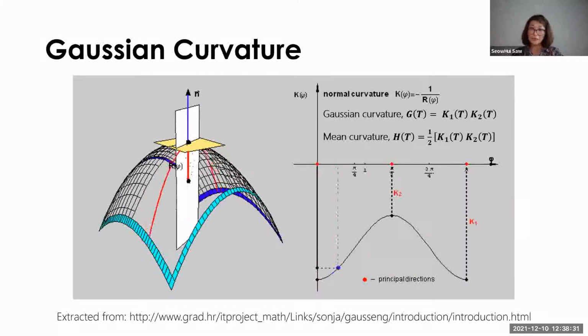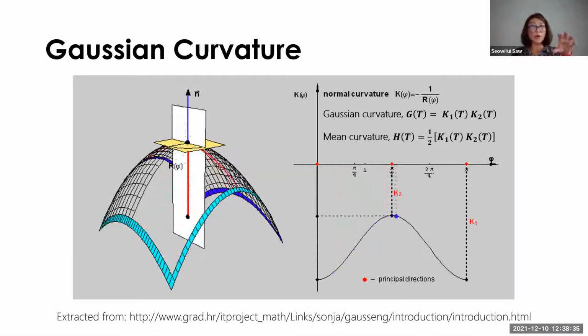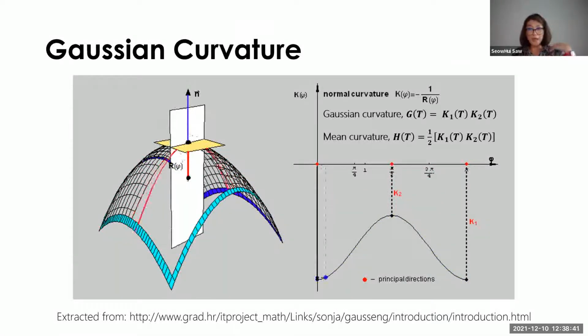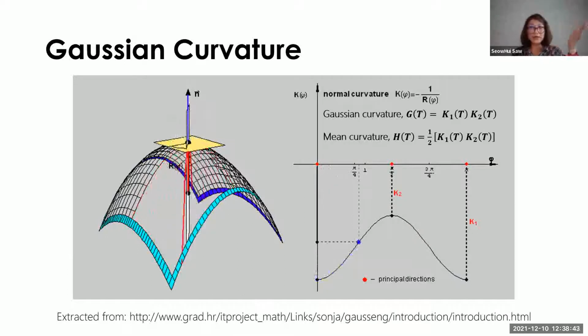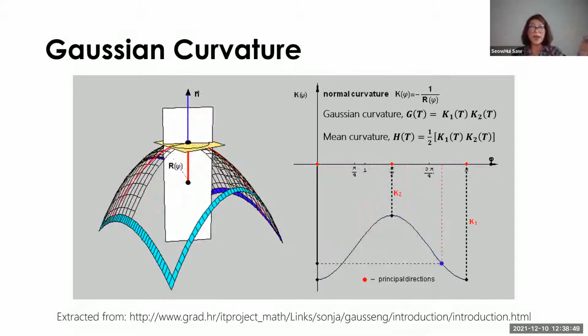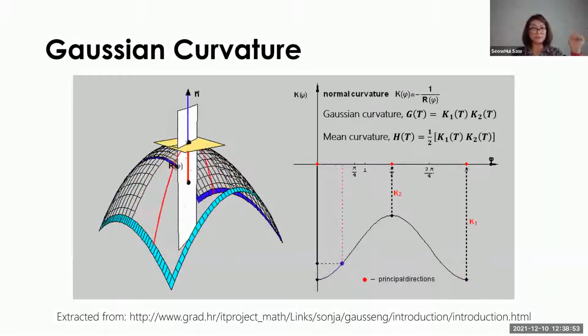How about Gaussian curvature? The Gaussian curvature of a surface at a point is defined as the product of the two principal normal curvatures, K1 and K2, which I believe some of you know. It is said to be positive if the principal normal curvatures curve in the same direction, and negative if they curve in the opposite direction.